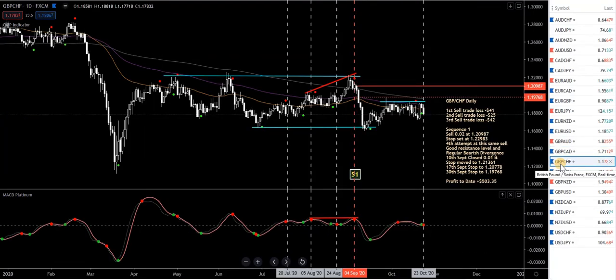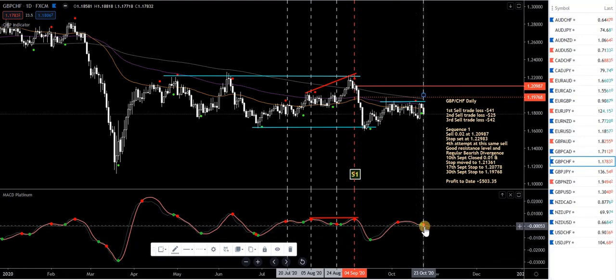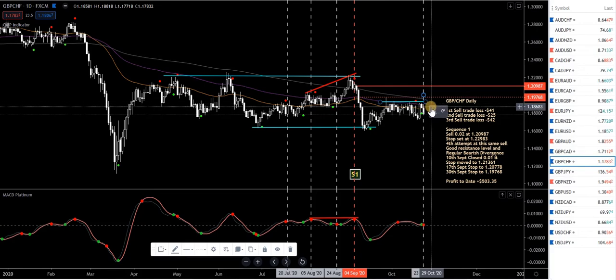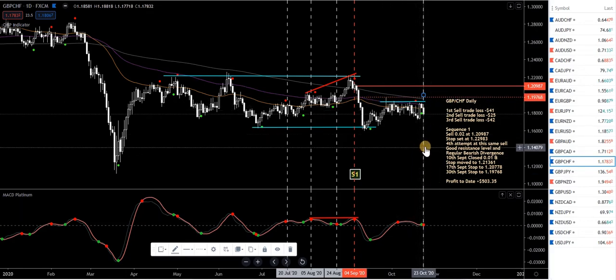Pound Swiss. Now see, this is one that, again, there's a buy signal on Thursday, and I didn't take it. It was just all too tight, too messy, and it's just a warning signal because there's a red dot on the MACD platinum now. I'm in a sell from here, so it's good. So it's heading down again, and I'll just leave my stop in there. So there's nothing happening on this at the moment.